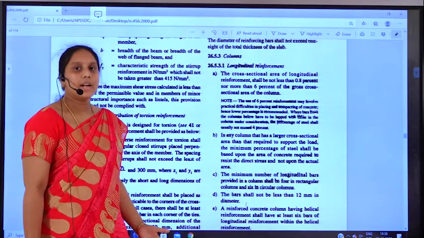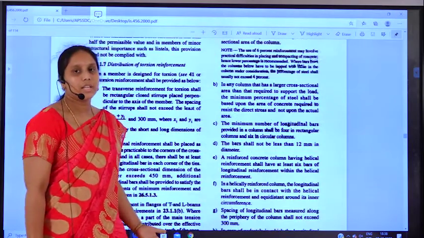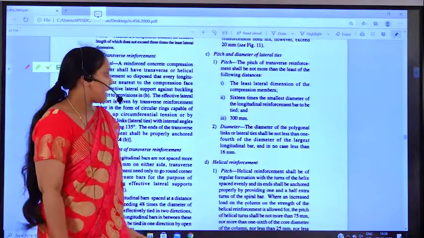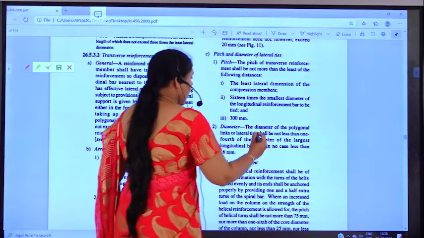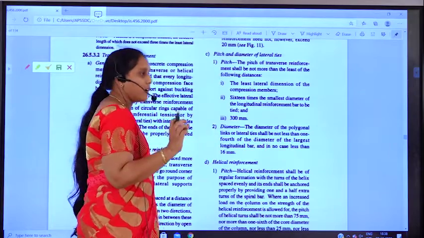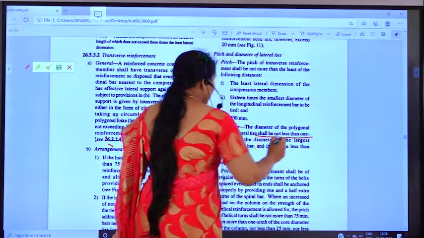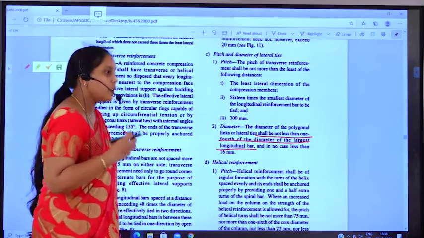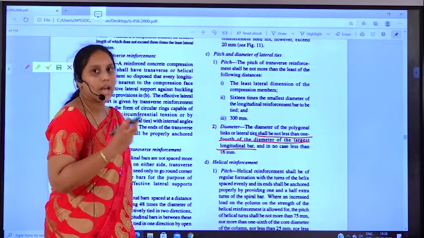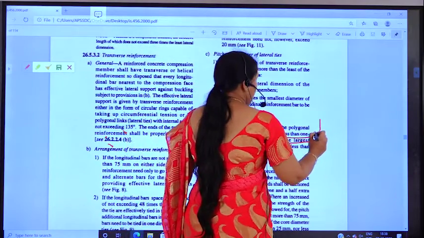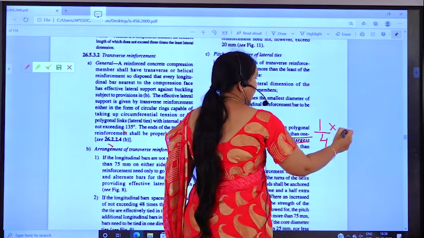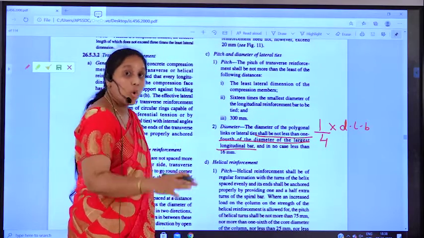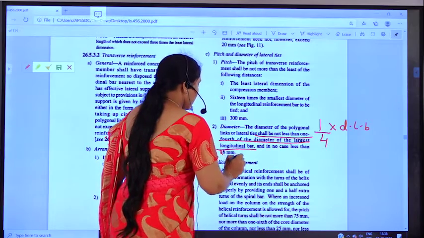longitudinal reinforcement. And now let us see what the lateral ties are, that is, how we have to provide the lateral ties. The diameter of the lateral ties we are providing should not be less than 1/4 of the diameter of the largest longitudinal bar. That is, the diameter of the lateral ties should not be less than 1/4 of the largest diameter of the longitudinal bars, and in no case should it be less than 6 mm.